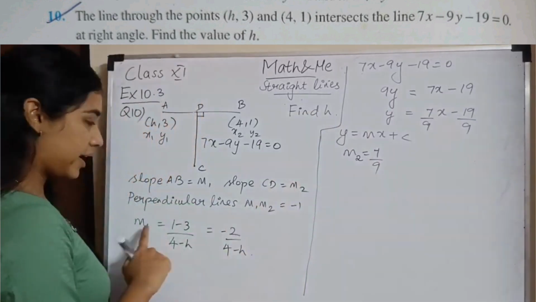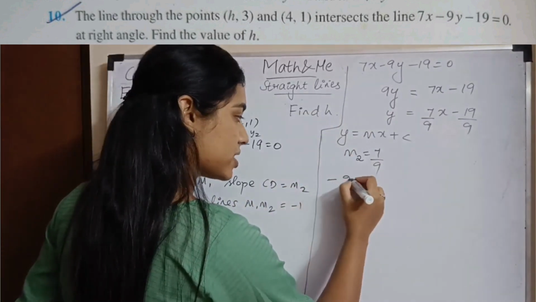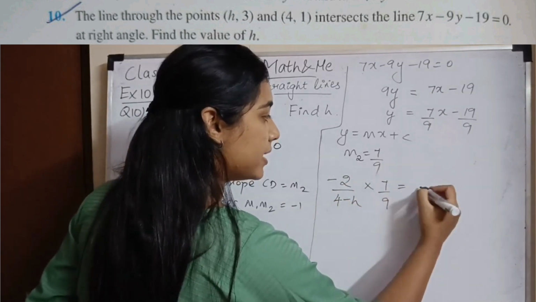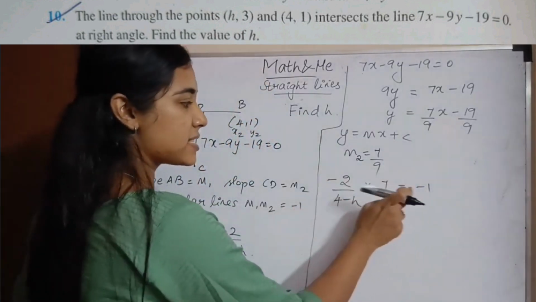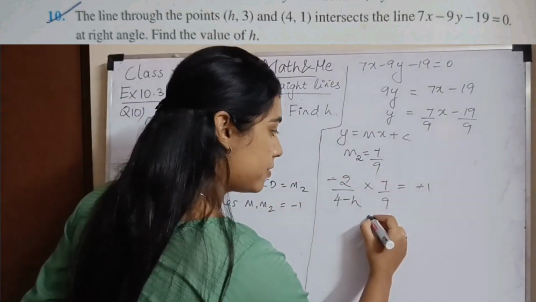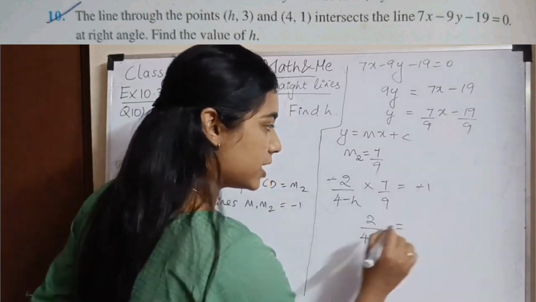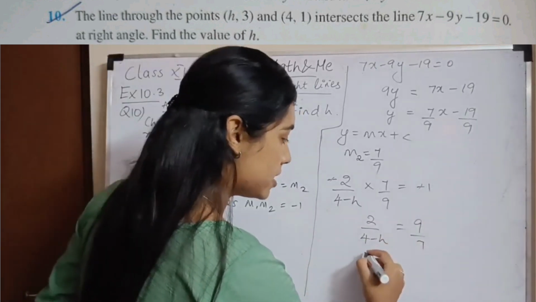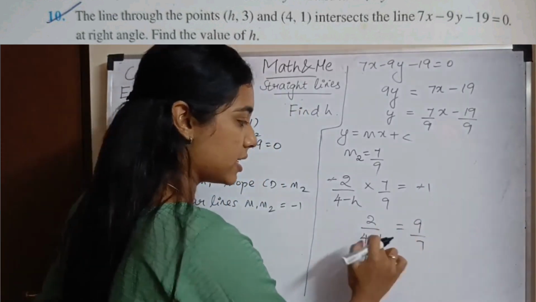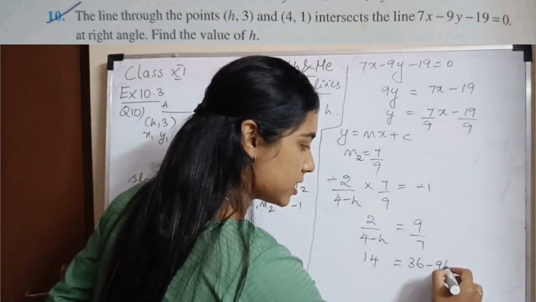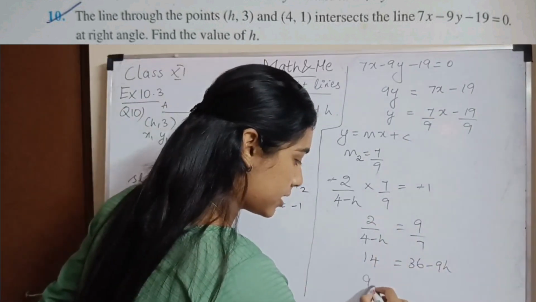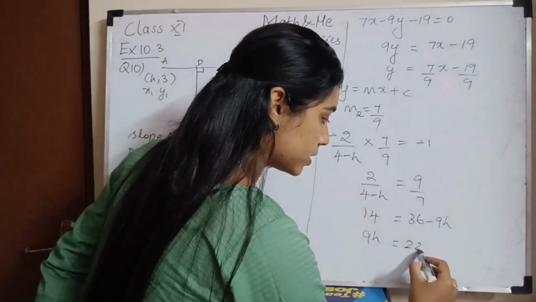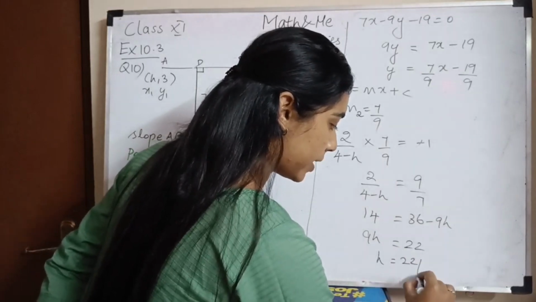So what is the product? M1 M2, which is minus 2 divided by 4 minus h times 7 by 9 equals minus 1. The minus and minus go off. So you have 2 by 4 minus h equals, when this goes to the other side, becomes 9 by 7. I'm going to cross multiply. So it's 14 equals 9 times 4, 36 minus 9h. 9h equals 36 minus 14, which is 22. So h is 22 by 9. Clear?